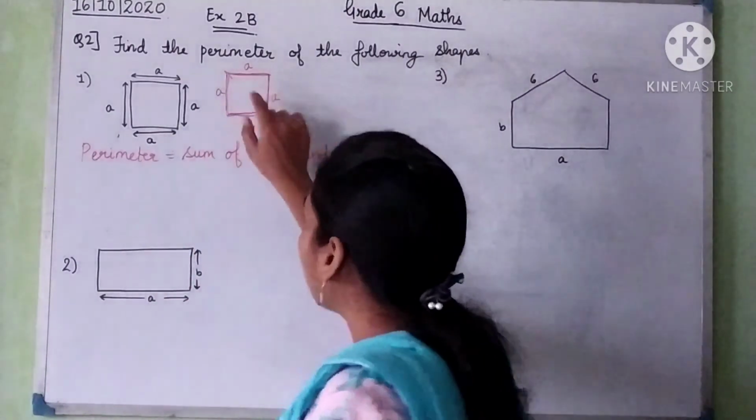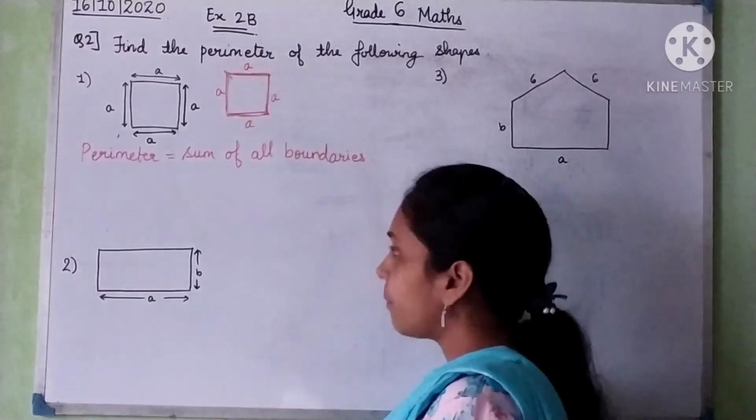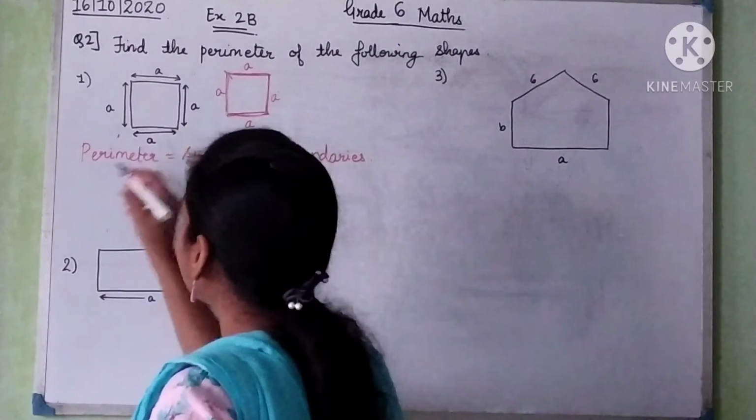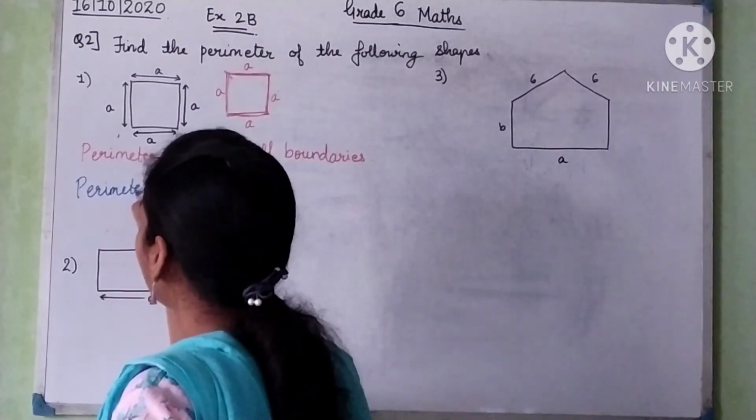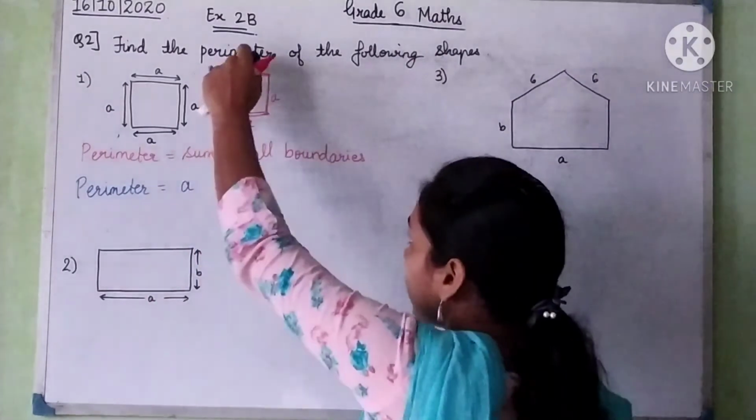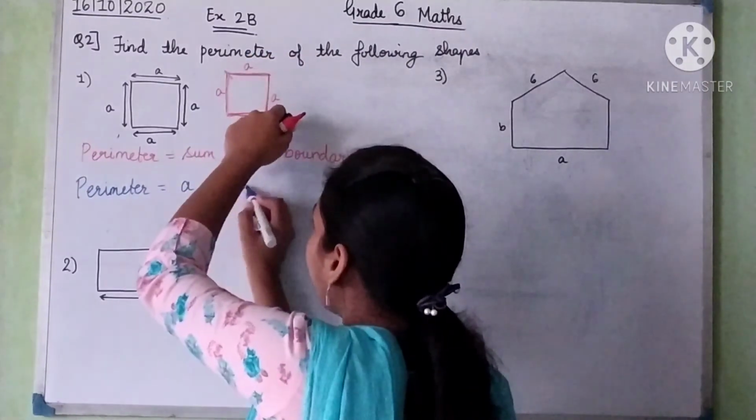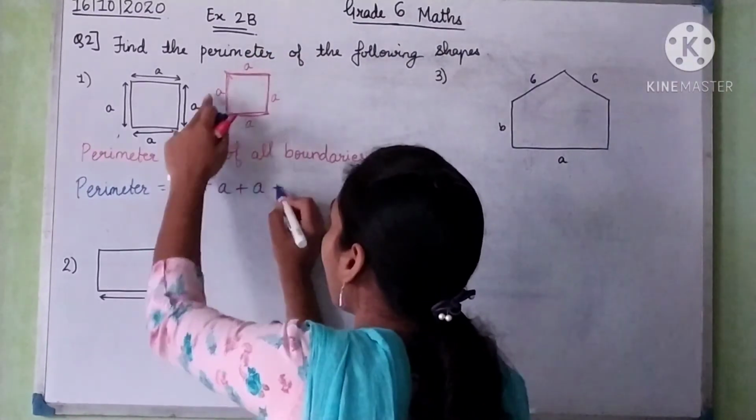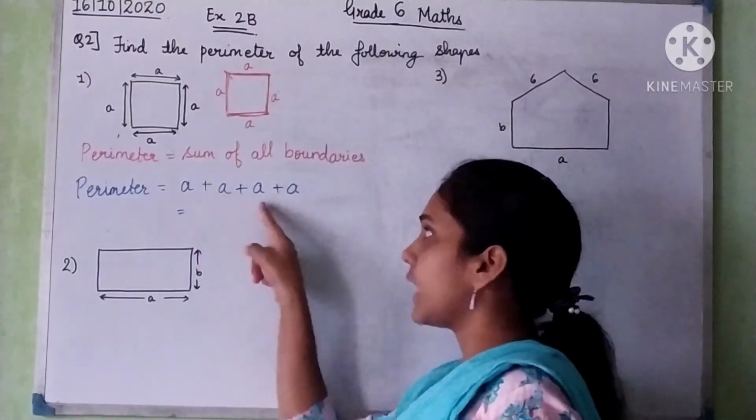So here what are the boundaries? The first boundary is A, second boundary is again A. So the perimeter of this square is going to be, perimeter is equal to A starting from the first A here. So A plus this A plus this A plus this A. So how many times is A coming here? 4 times it is coming.